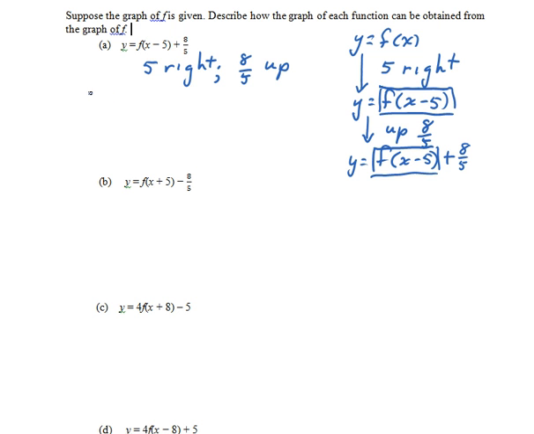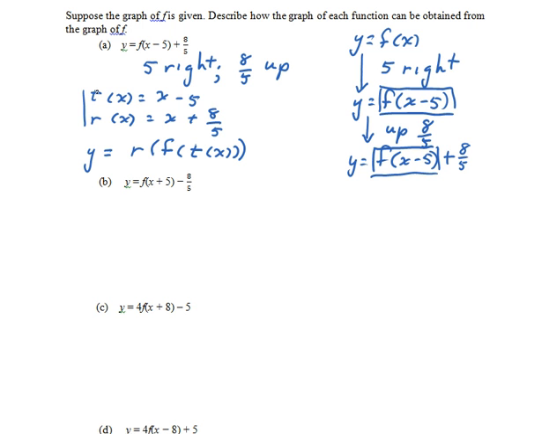If we let t of x equal x minus 5 and r of x equal x plus 8/5, then our function that we're given, y, would equal r of f of t of x. So we do have composition in play here. And the t function, the subtract 5 function, is the inner function. It changes the x values, and the r of x function is the outer function. It changes the y values relative to f.